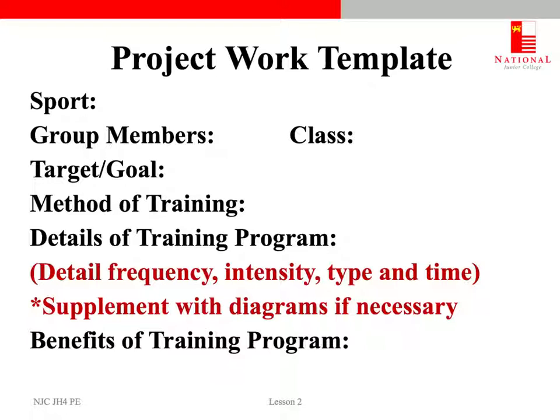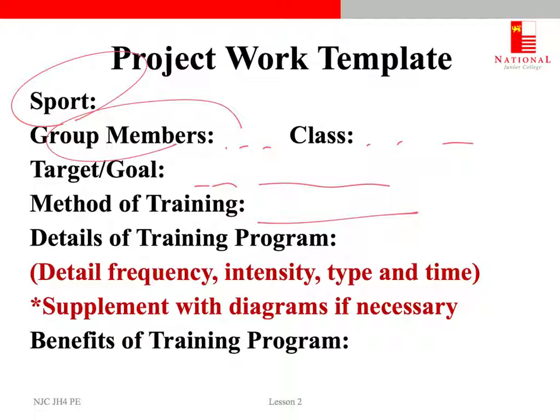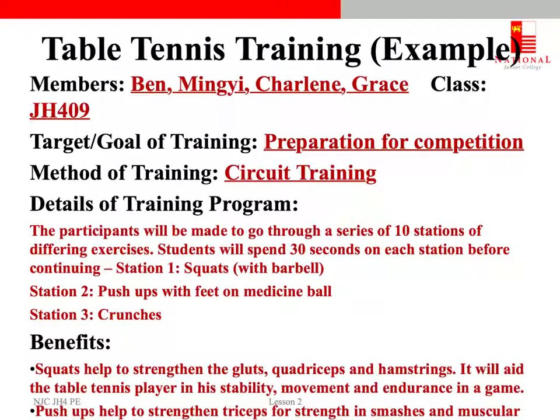The project work template will be mainly the sport. Then talk about the group members, and class, target and goal. What kind of goals? Make it specific as well. Method of training, whether it's going to be a circuit, continuous, or whatsoever. The detail of the training program. Supplement with diagrams if necessary. And what about the benefits of training? Make sure you really supplement and do the work properly.